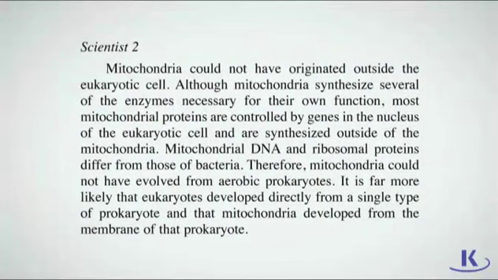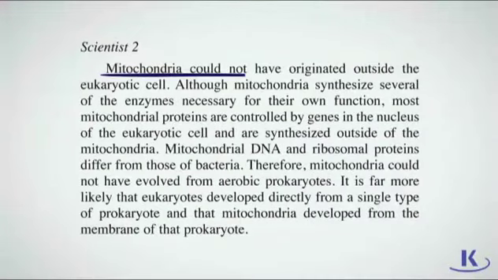Scientist 2. Mitochondria could not have originated outside of the eukaryotic cell. Although mitochondria synthesize several of the enzymes necessary for their own function, most mitochondrial proteins are controlled by genes in the nucleus of the eukaryotic cell and are synthesized outside of the mitochondria. Mitochondrial DNA and ribosomal proteins differ from those of bacteria. Therefore, mitochondria could not have evolved from aerobic prokaryotes. It is far more likely that eukaryotes developed directly from a single type of prokaryote, and that mitochondria developed from the membrane of that prokaryote.